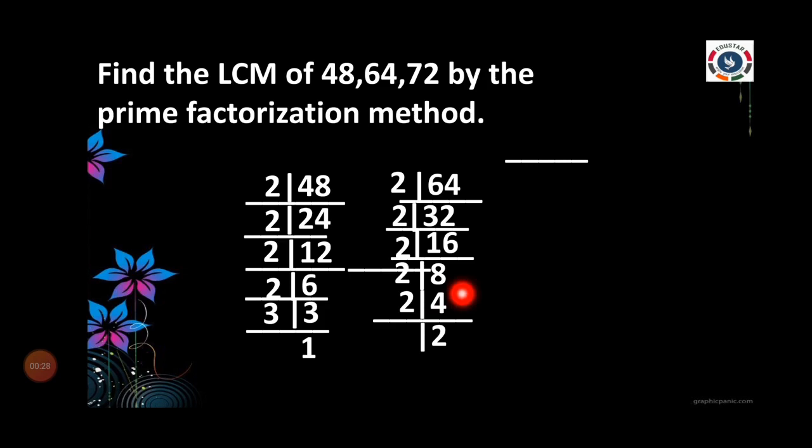And 2 is the even prime number. So when we are getting a prime number, use the same prime number to divide the value. So write 2 outside. Then how many 2's are there in 2? Only one time. So write 1 at the bottom. Have you understood that? Then write the third number, 72.